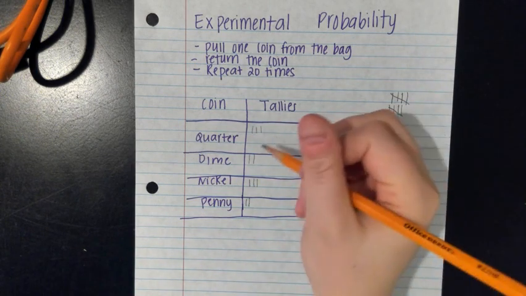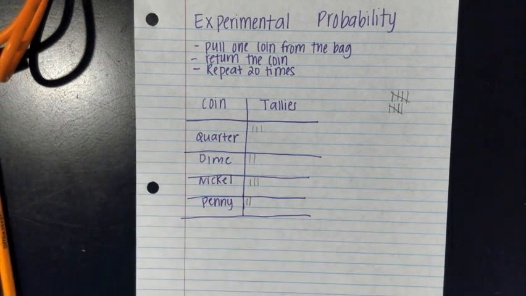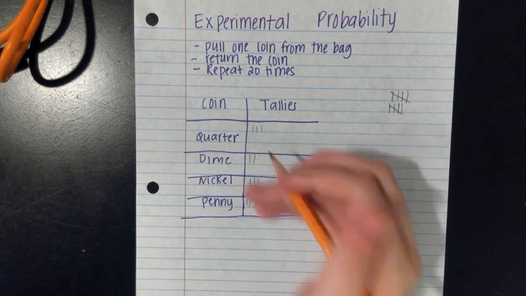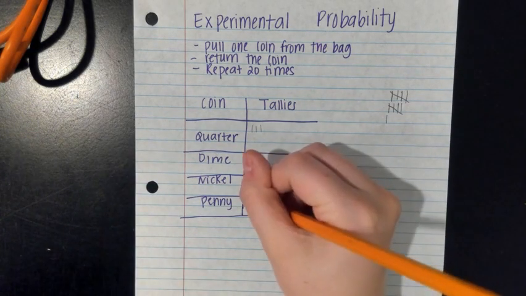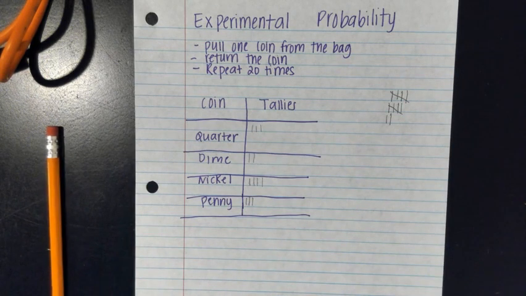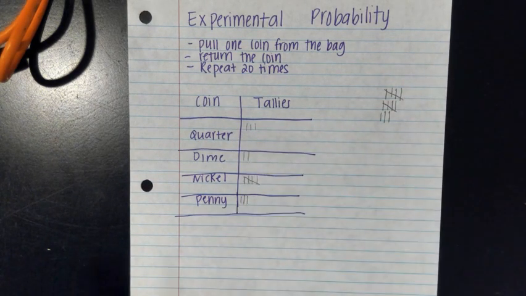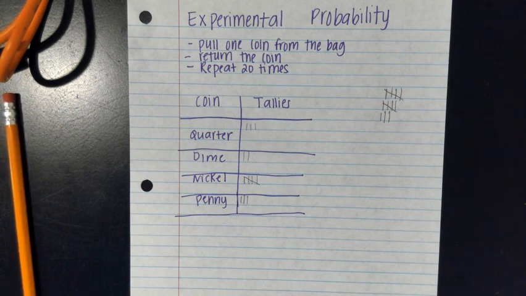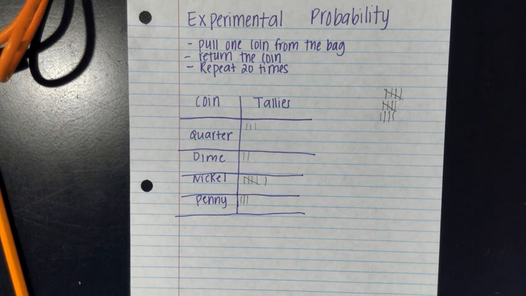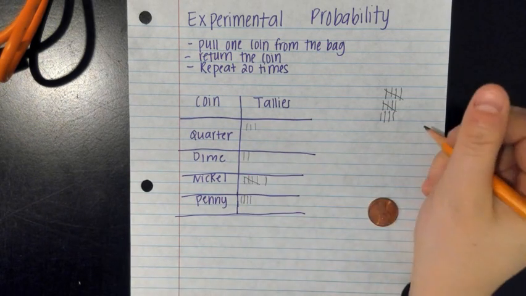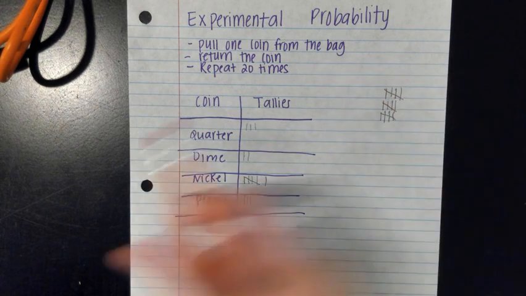Alright, we're up to 10, so I'm just going to double check to make sure that my table is good so far. So I have 3, 4, 5, 6, 7, 8, 9, 10. Okay, so I haven't made any mistakes so far. Nickel. Penny. Nickel. Nickel. Penny. Okay, we're up to 15, so I'm going to go ahead and check my tallies to make sure I'm good. 3, 4, 5, that's 10. 14, 15. Good. So, five more trials to go.